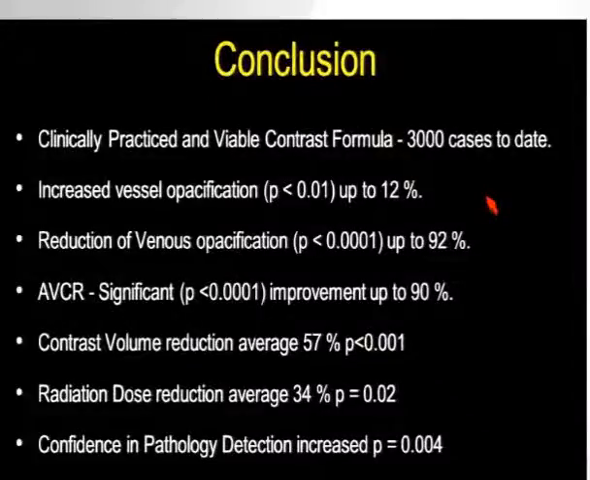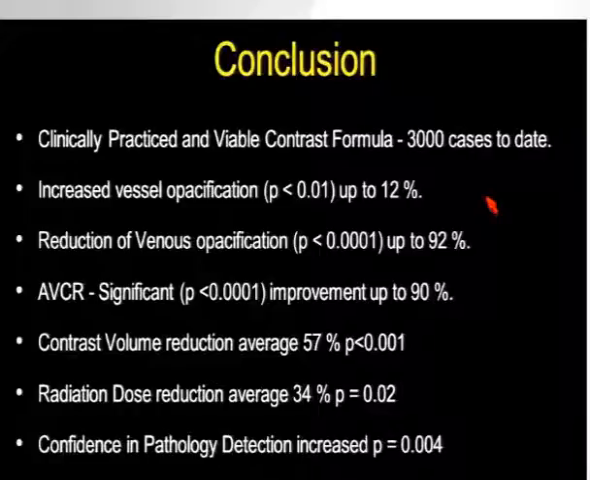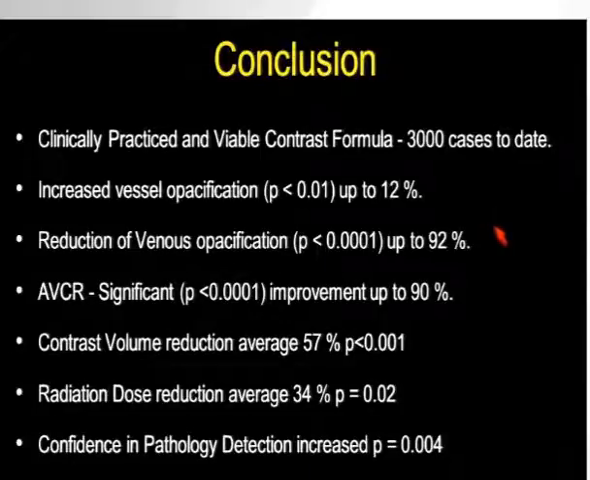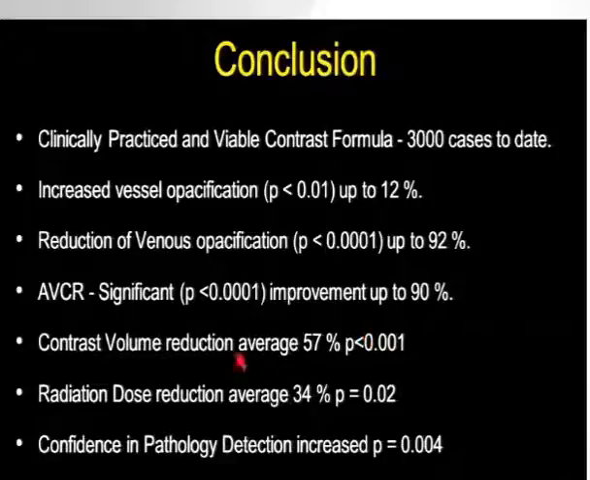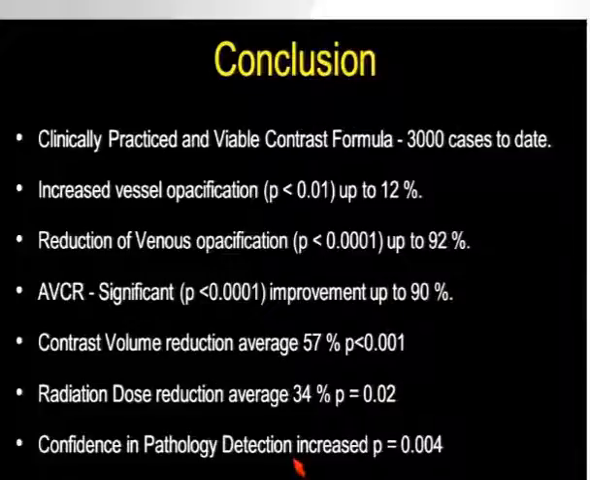So just in conclusion, so far we've done about 3,000 patients to date on this technique. We've increased our vascular opacification by 12%. We've reduced venous opacification by 92% in the brachiocephalic and superior vena cava. There was an increased arterial venous contrast ratio of up to 90%. Contrast volume reduction was 57%. Radiation dose reduction on average was 34%. And there was an increase in pathology detection between the two groups.